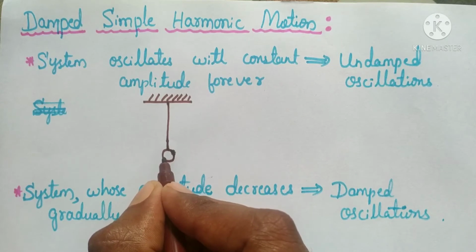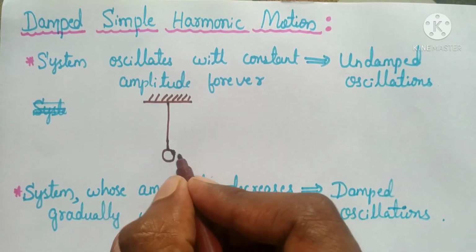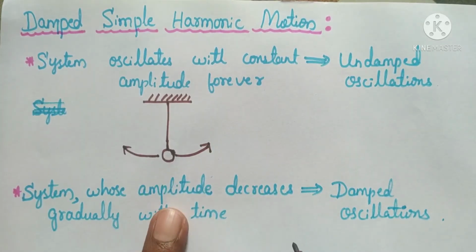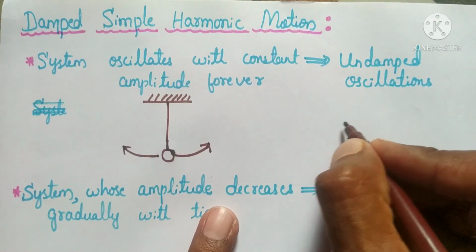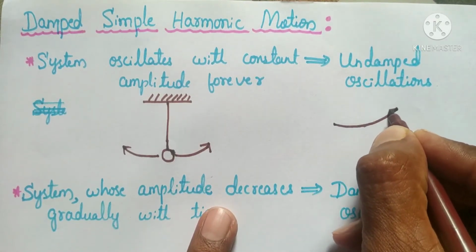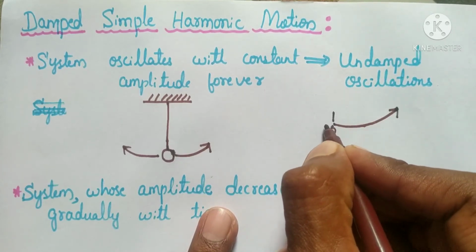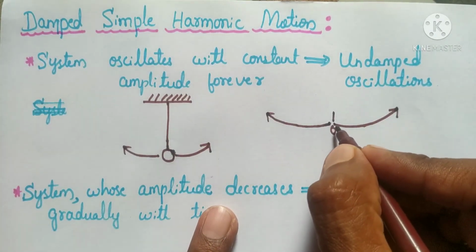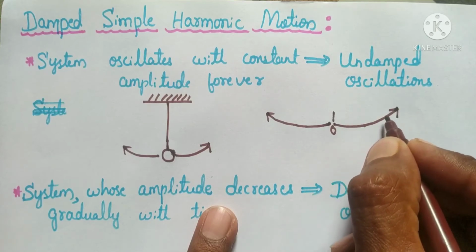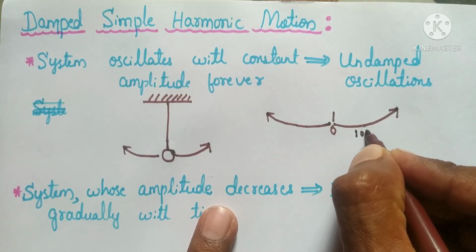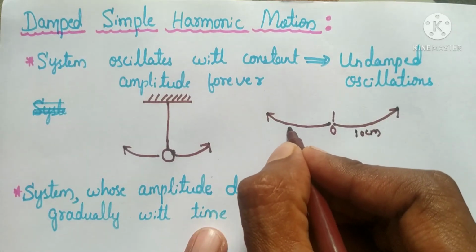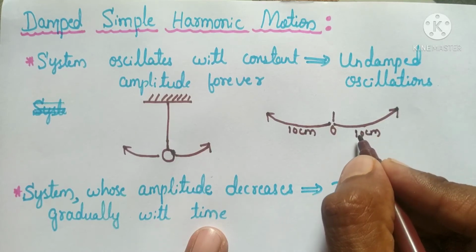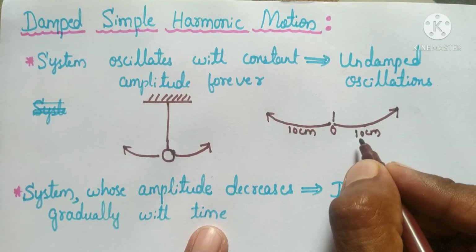Now if I apply a force on this pendulum bob, then what happens? It will start to oscillate like this. I will draw it separately. On the right side it will oscillate like this from the mean position. On the left side also it will oscillate like this from the mean position. Let me say in the first oscillation it has covered a displacement of 10 centimeter, and on the left side also 10 centimeter.